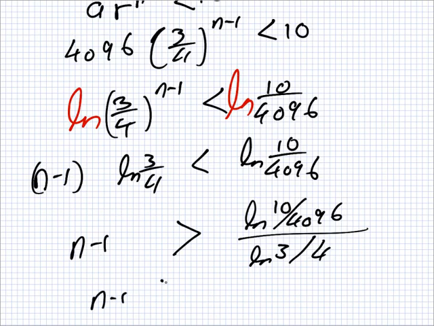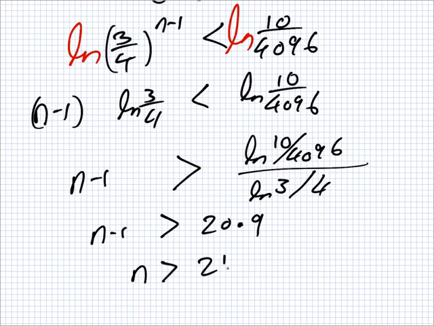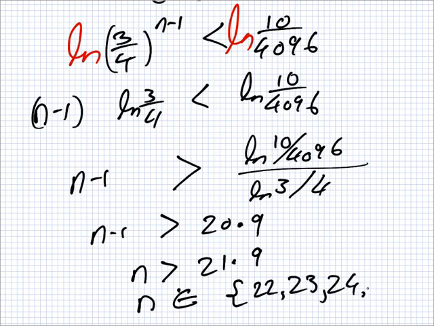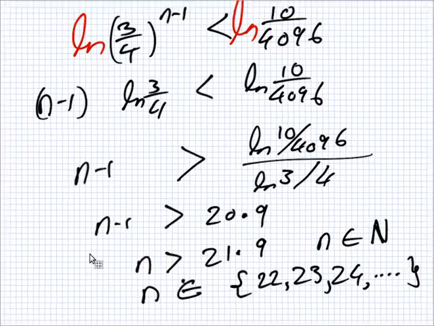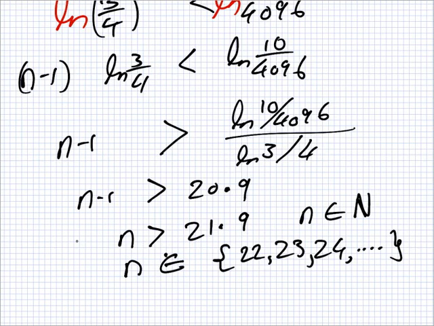So n minus 1 must be bigger than 20.9. Yeah, so n must be bigger than 21.9. So n must begin at 22, 23, 24, etc. N is a natural number that needs to be bigger than 21.9. The first time that happens is at 22. The answer is 22. What's the answer there, KJ? 20.